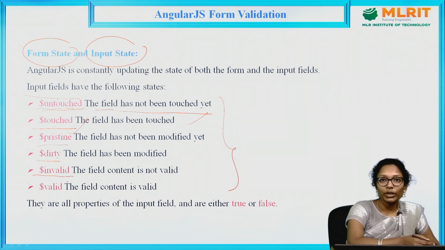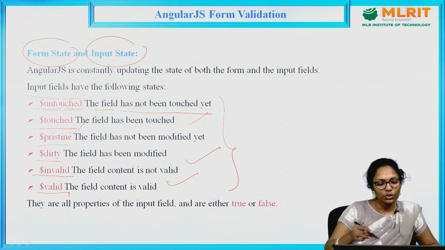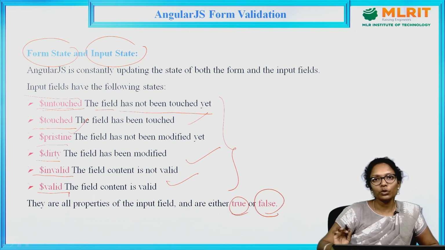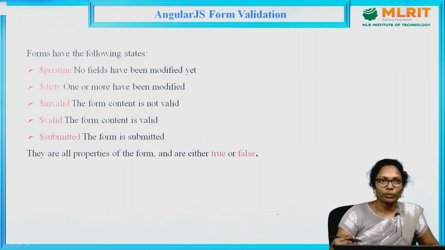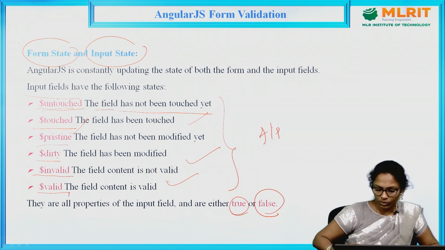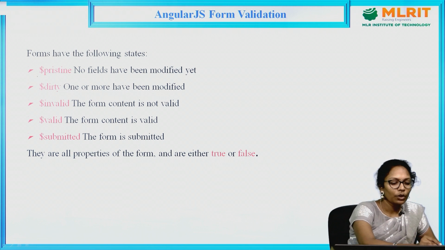$invalid. In the previous program we have seen $valid. If it is valid, you check $valid. If it is not valid, you check $invalid. So all these controls give either true or false. Based on the usage, you need to use them. And coming to the form: all the previous states come under input controls, and for the whole form you can apply $pristine at a time.